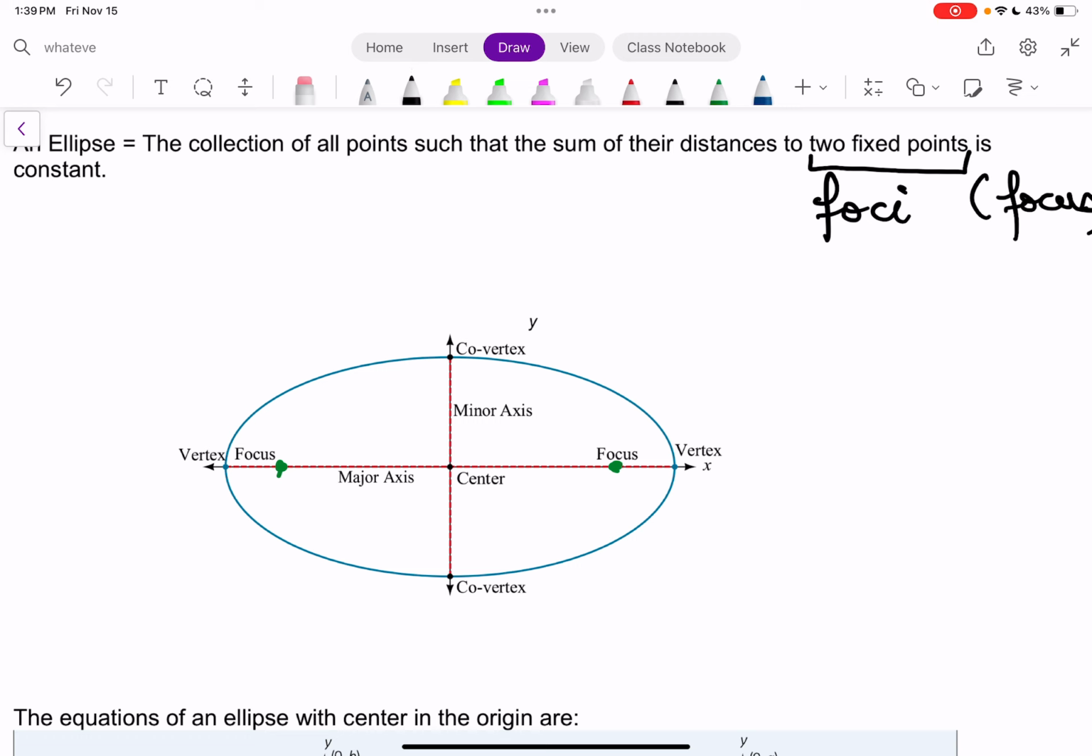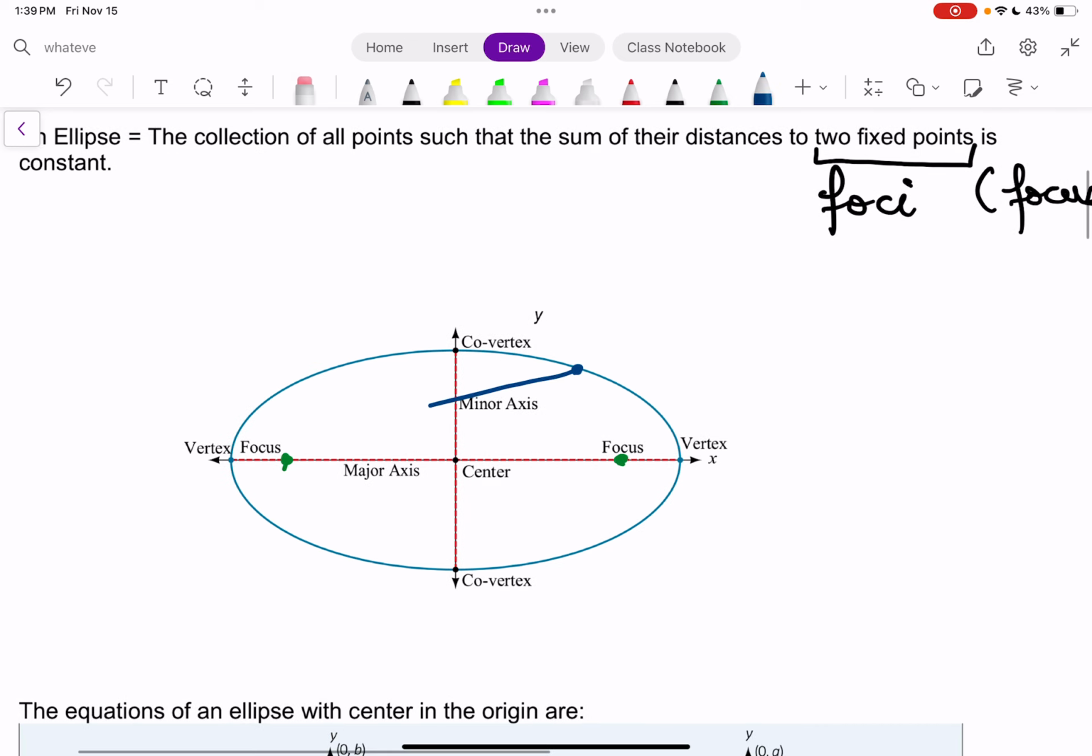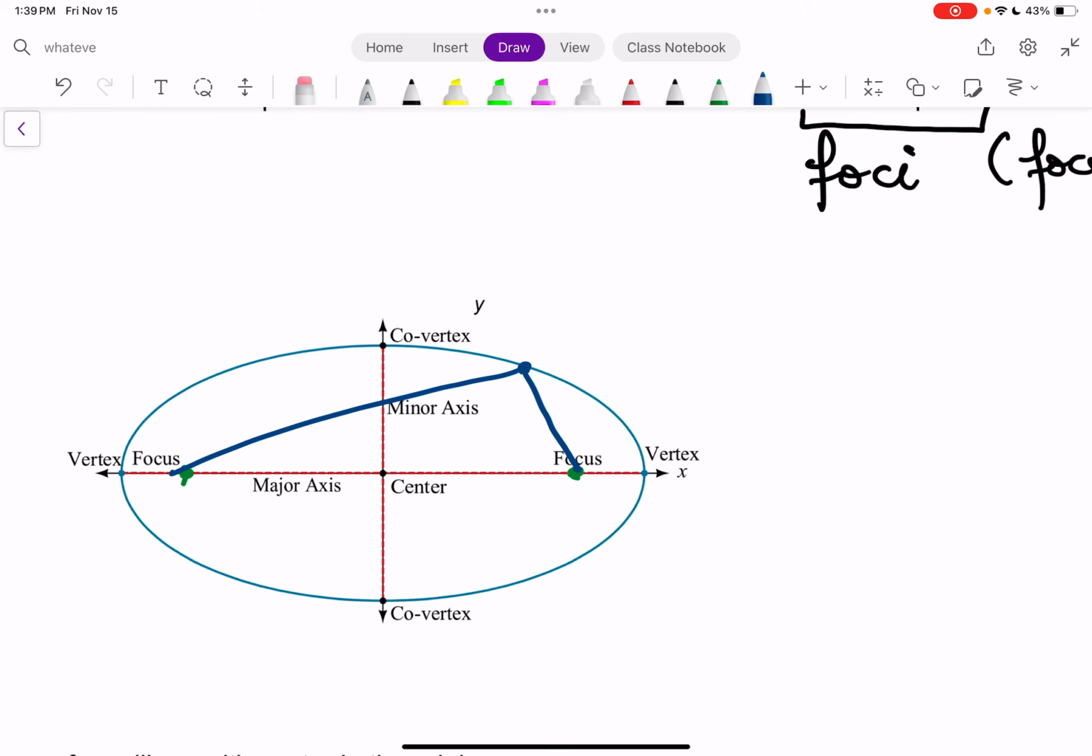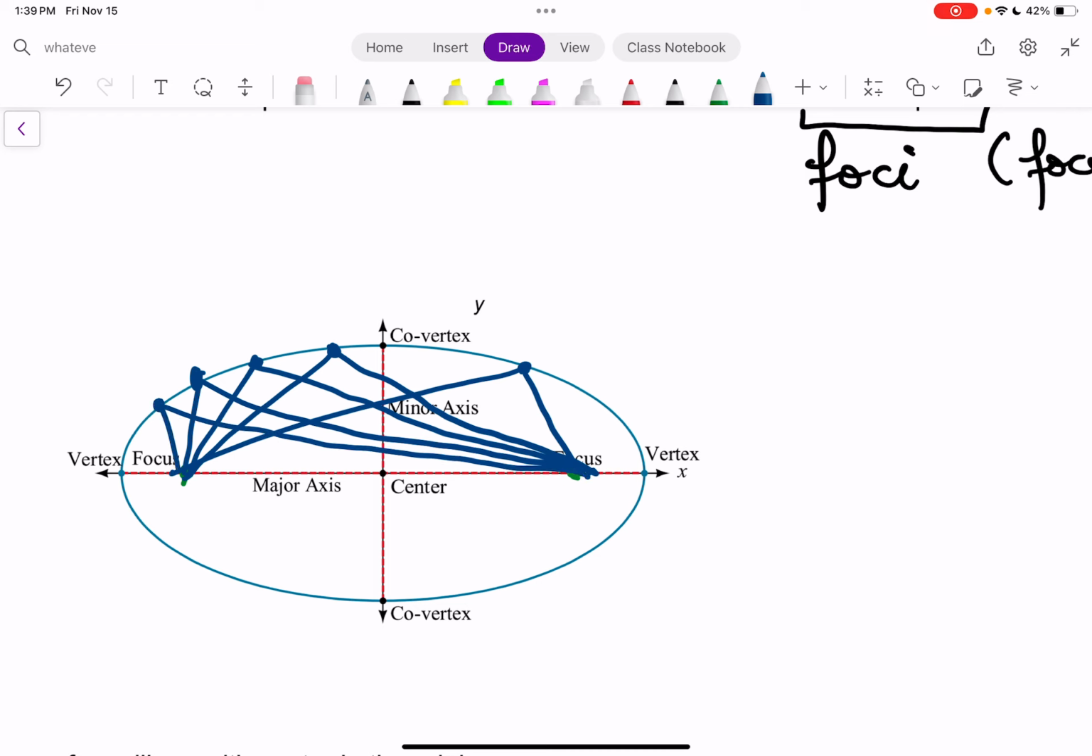So these points on the blue shape, which is the ellipse, have the property that if you measure their distances to these two foci and you add them together, or you move on somewhere else, measure the distances, add them together, the sum of these distances to the two foci are always the same number. So the sum of the distances from any point on the ellipse to these two points is constant.